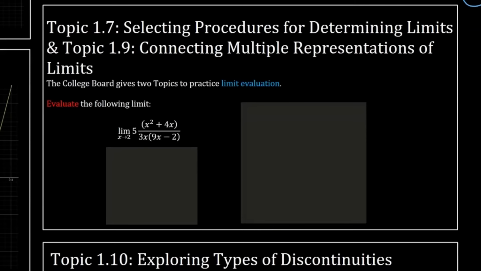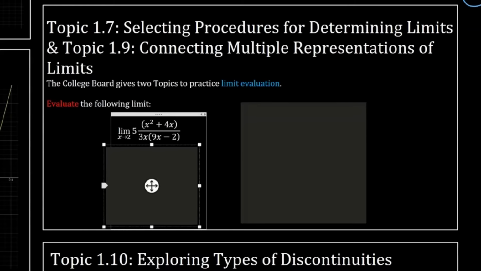Okay, so here we've combined topics 1.7 and 1.9 because they're both essentially practice topics. What the College Board says in their course and exam description is that there's no new content for these topics, just a practice question. So, evaluate this limit here. I'll give you a couple seconds to do it.